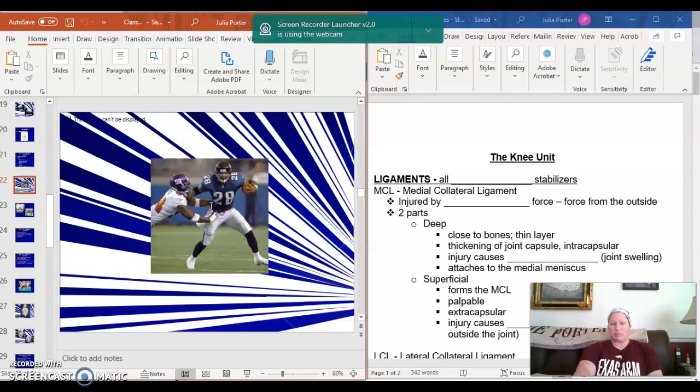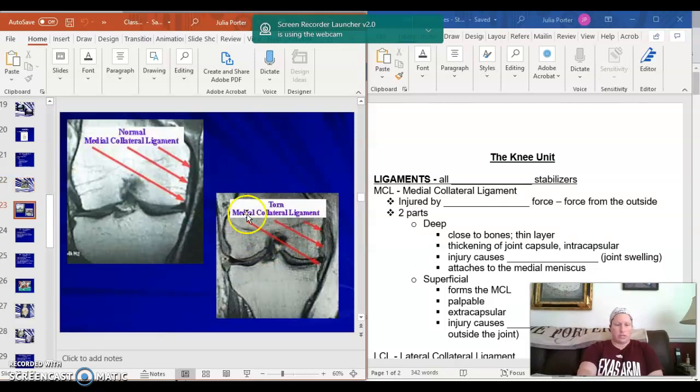Sometimes that happens. So you can see here in this picture, this guy is coming in and hitting the football player up high, but it's on his plant leg. So he's already going in this direction. So he's adding more force from the hip, which is going to cause the knee to buckle to the inside. You see here on an MRI scan, normal MCL, you don't see any separation right here. Torn MCL, you see this blackened area. That blackened area means that there's swelling or inflammation. So it means that there's a tear.